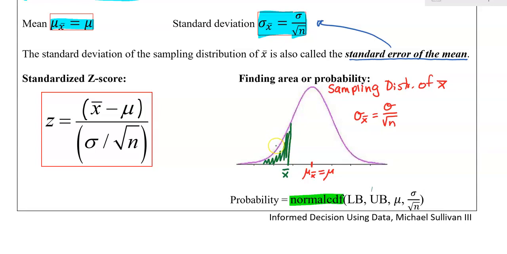So then to find the area, meaning to find the probability, all we have to do is normal CDF all over again. But keeping in mind that the mean and the standard deviation are now about x bar, right? And so mu is because we need the mean of x bar, which we know is just mu, and the standard deviation of x bar we know is sigma over the square root of n. Okay? So we have to use the mean and the standard deviation of x bar because we're looking at the distribution for x bar.